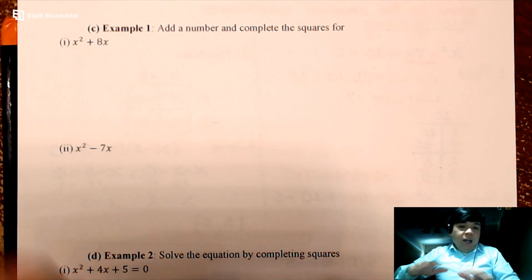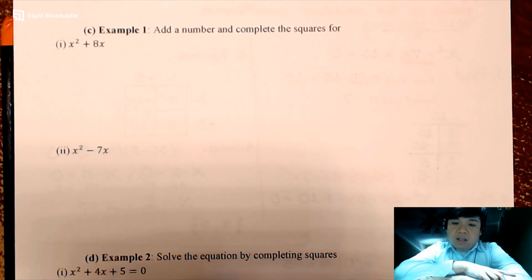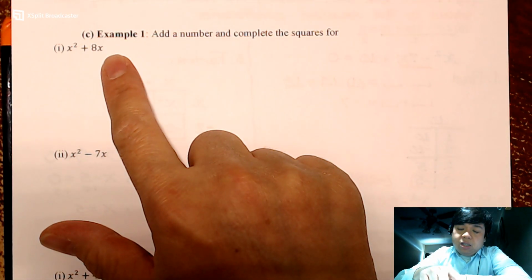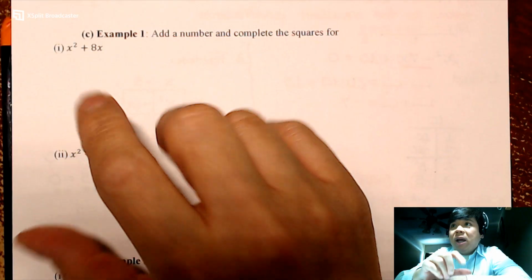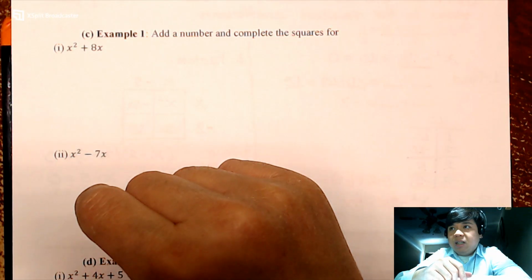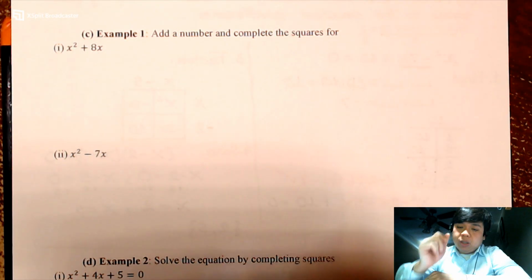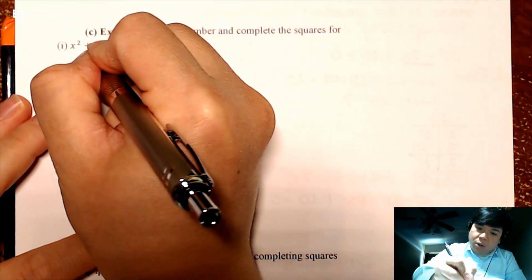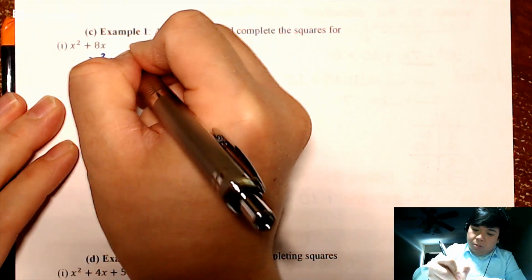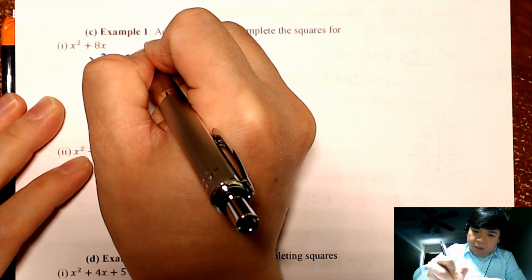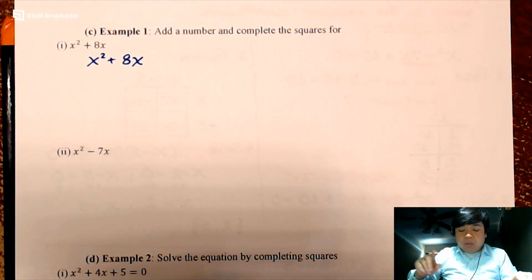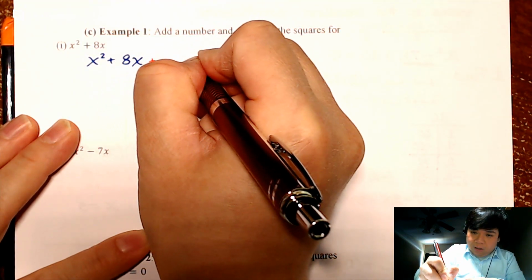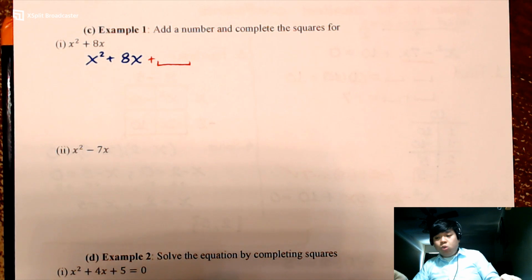Okay, x squared plus ax. Now the question is, find the number added to this, added to that, and make it a square. So what do we need to add, and what is the square equal to? Okay, so let me write this down again. X squared plus ax. We're going to need to add something to make it a complete square.